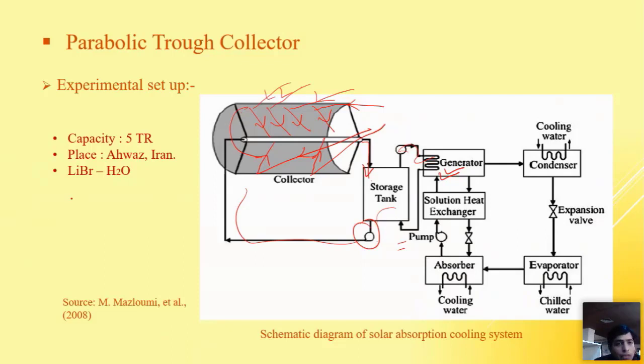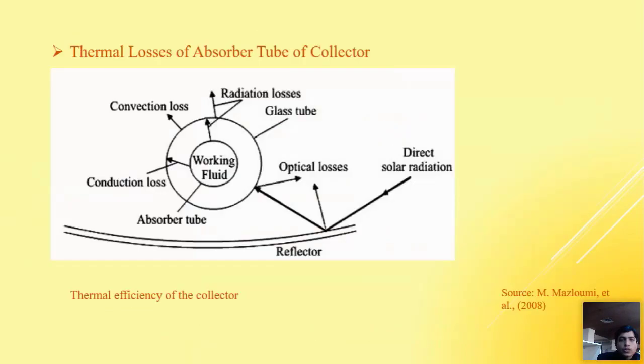Okay, the battery information is here. The lithium bromide H2O system was used, and it was in the Iran, a 5 TR capacity system. So in both the systems we have gone through that there are multiple options and better options. Okay, so the thermal losses of the absorber tube of collectors, what are the losses and how we may reduce them.